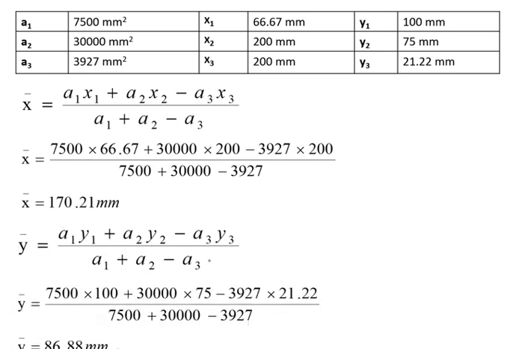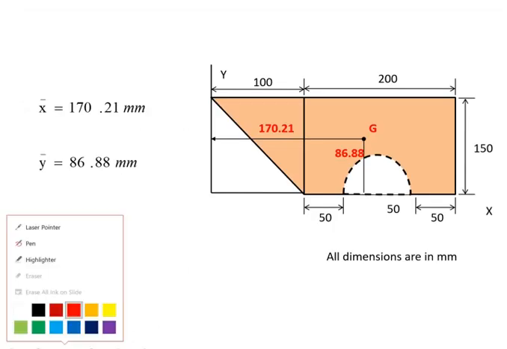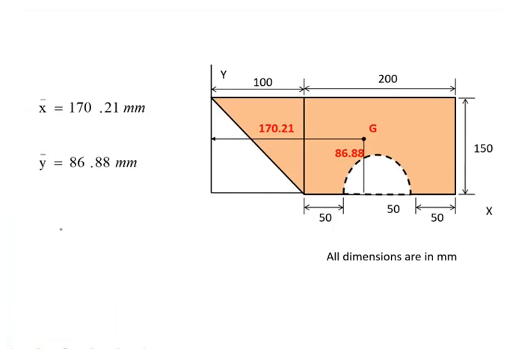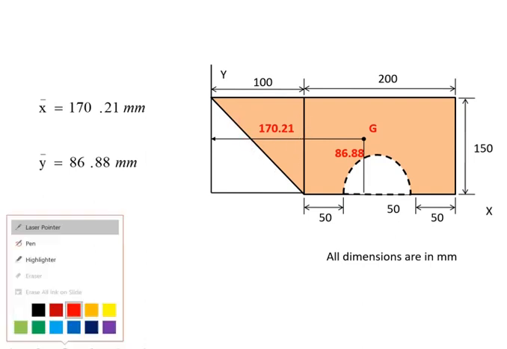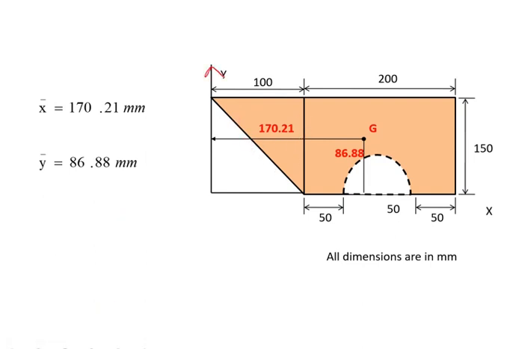Similarly y bar is equal to a1 y1 plus a2 y2 minus a3 y3 divided by a1 plus a2 minus a3. I will get this y bar distance as 86.80. If I mark the x bar and y bar distance, I will get 170.21 from this y-axis considered, and 86.81 from this x-axis considered. I can consider the axis anyway, it's up to me, but I have considered this way. So the centroid distance is 170.21 mm as x bar and 86.88 as y bar. I hope you have understood this.